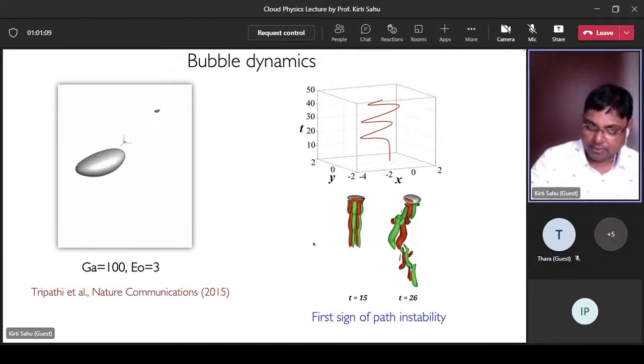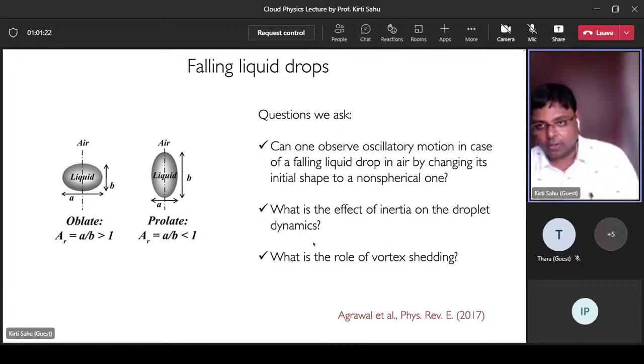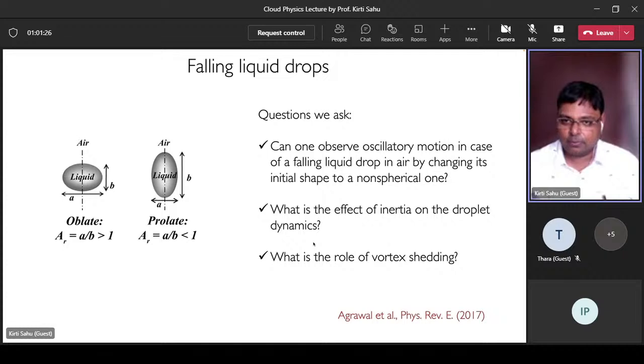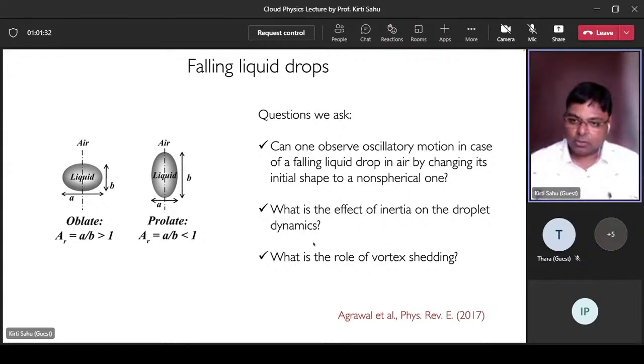So I am saying this just to correlate the dynamics with the droplets. Now the question we ask is, can we observe oscillatory motion in the case of a falling liquid drop in air, like in the case of a bubble, by changing the initial shape to a non-spherical one, because only a non-spherical bubble can oscillate like that? So what is the effect of inertia on the droplet dynamics?